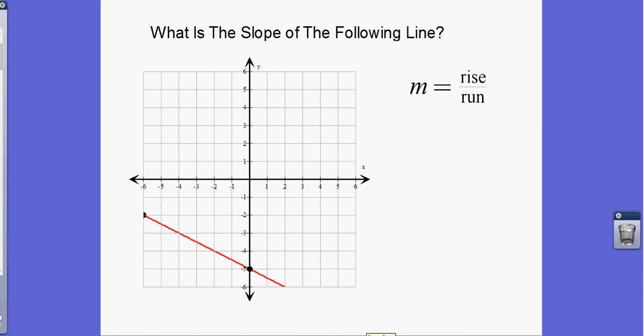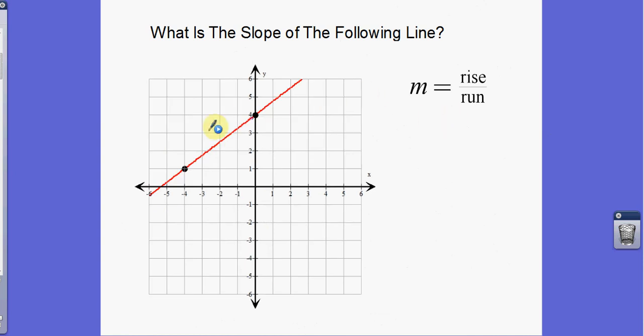Alright, let's look at another line here. Right here, we want to find the rise over the run, so let's rise. Well, here I'm rising 3, and I'm running 1, 2, 3, 4. So my slope is 3 over 4. Let me show you that you can do this another way too.